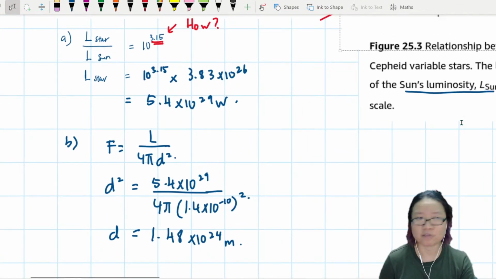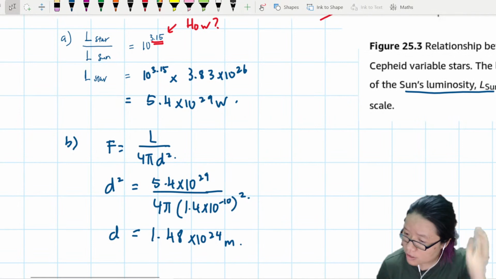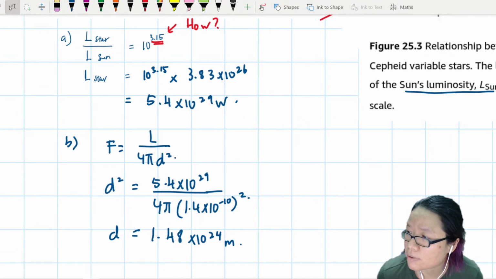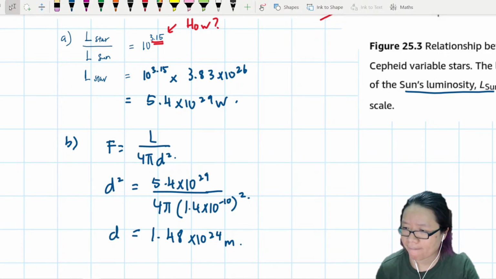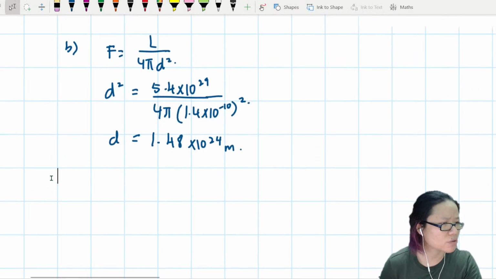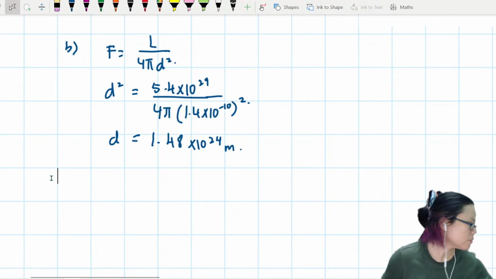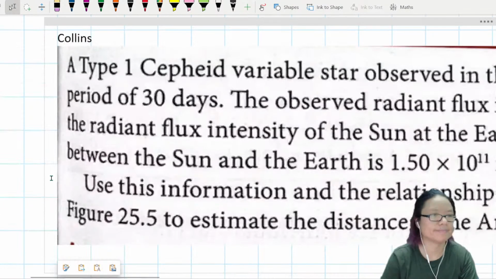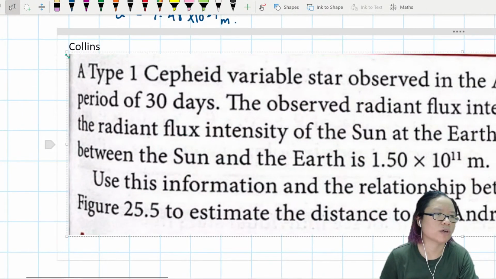Let's look at a slightly different question, where it is not such a pain to estimate the Cepheid variable. Okay, I got this from a different textbook. I think this one is from Collins. And no time to type, so I scan.